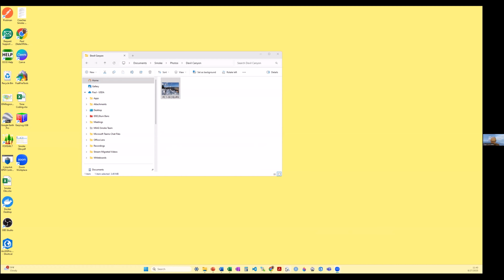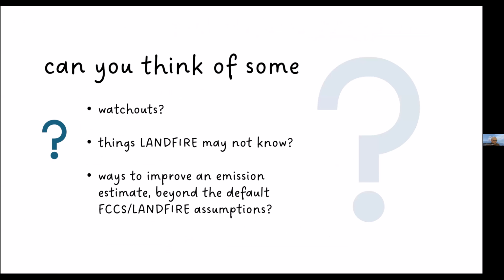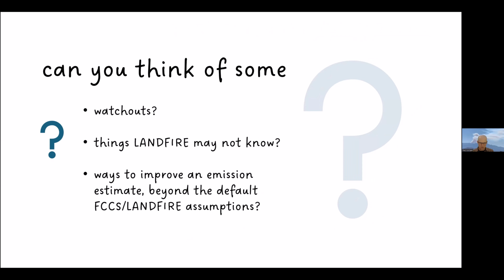I wanted to show that that's a possibility, but that's not the key goal. What I really want to do is just think about this conceptually because I know we have a ton of awesome folks in the group here. Can you think of some watchouts here? Can you think of some things that Landfire may not know? Or can you think of some ways to improve an emission estimate beyond what the default assumptions were in FCCS/Landfire?